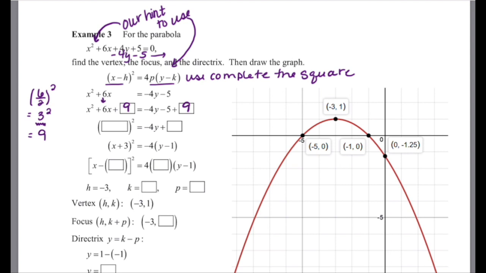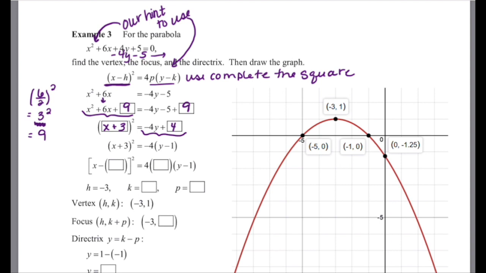I can factor the left-hand side. Using this piece here right before we square it helps us factor, so x plus 3 squared. Combining like terms on the right, I'll have negative 4y plus 4. We currently have the (x minus h) squared piece, but we need to have 4p times (y minus k), and right now we don't have that. So I'm going to factor out a negative 4 from negative 4y plus 4. When we do that, we're left with negative 4 times (y minus 1).